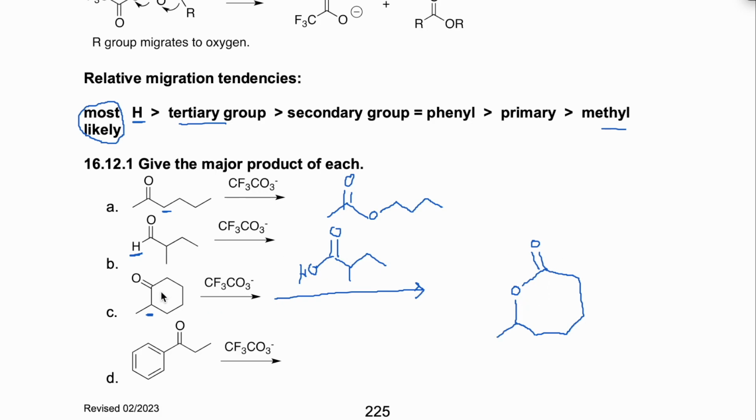Let's make sure we didn't change the skeleton too much. 1, 2, 3, 4, 5, and the 6th one has a methyl group on it. Comparing a primary carbon with a phenyl group, the phenyl group is more likely to migrate, so we're going to put the oxygen on that side. Keep the benzene ring intact. Those do not fall apart very easily. And we have that ester.